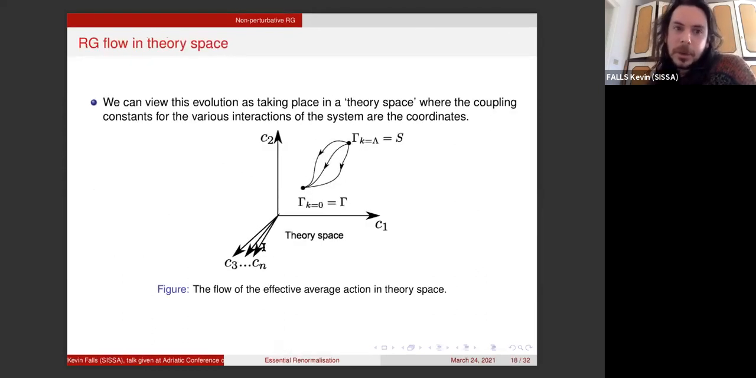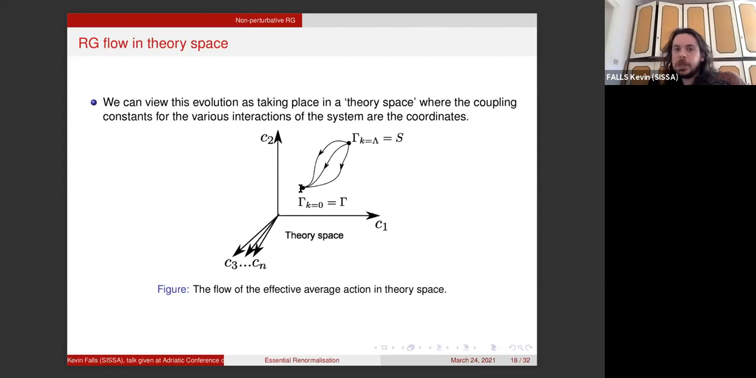So then in a picture, this is the idea. You can think of this action, if you think of all the coupling constants that it can depend on, it's then different actions and then just different points in theory space, where these are all the coupling constants that appear in the action. And you start at some point where the action is the microscopic one, and then you flow taking k down towards zero.